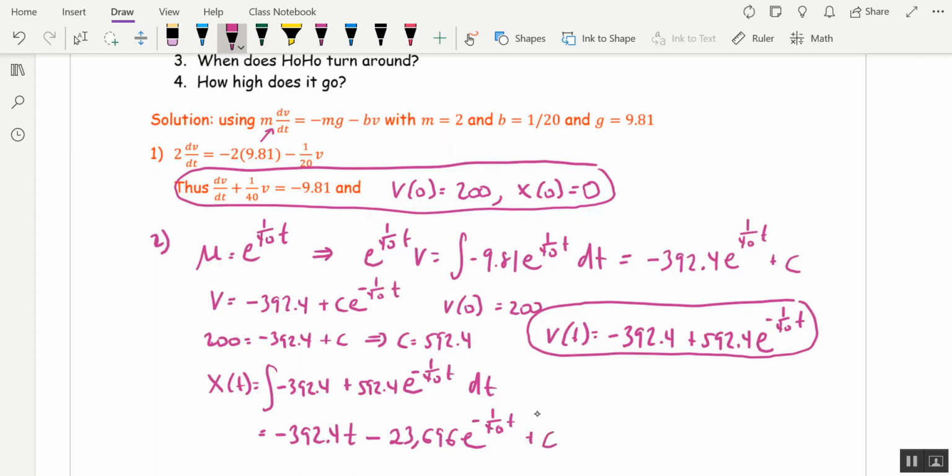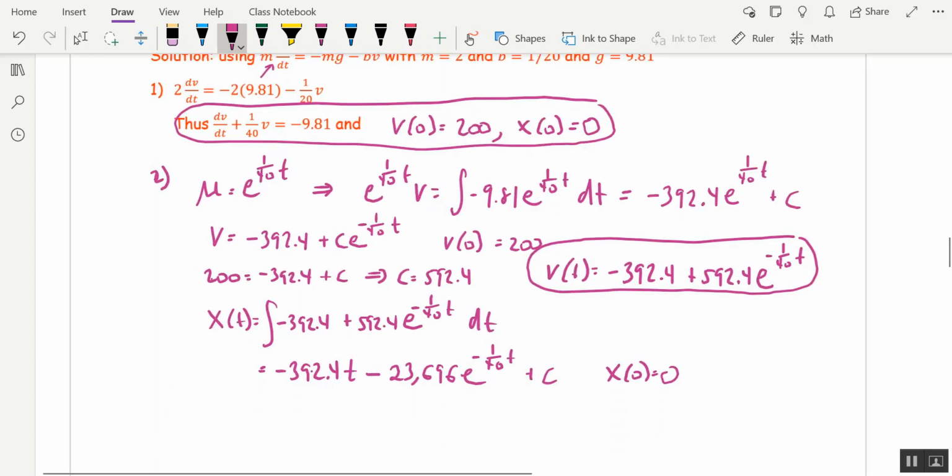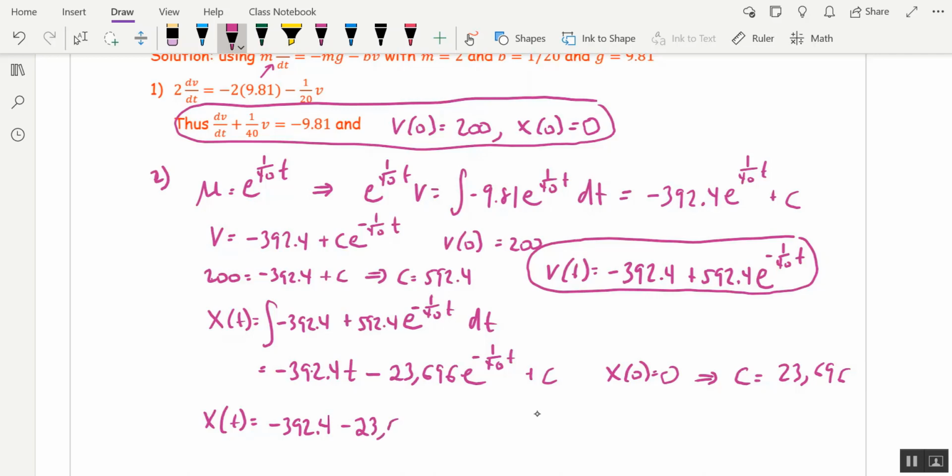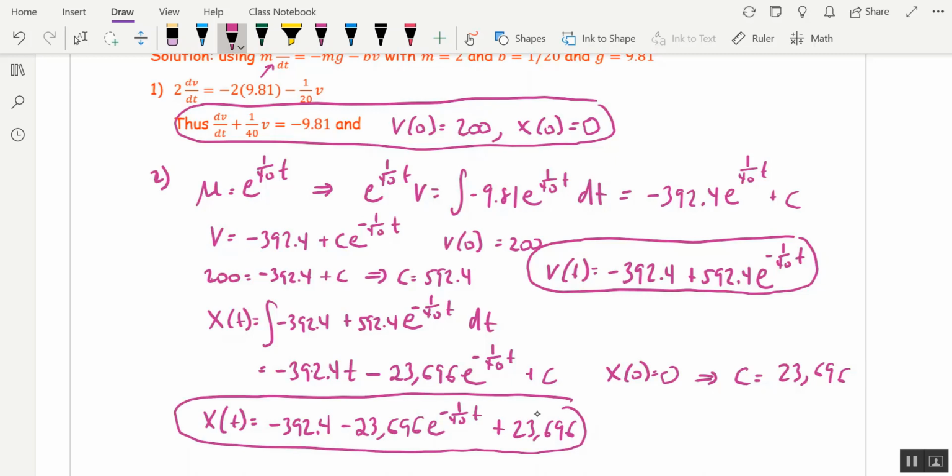Okay, and now we're going to use x(0) is 0. So I'm going to get c equals, I'm just going to do a mental calculation, positive 23,696. So our x(t) is negative 392.4 t minus 23,696 e^(-t/40) plus 23,696. Okay, that's the boring stuff.